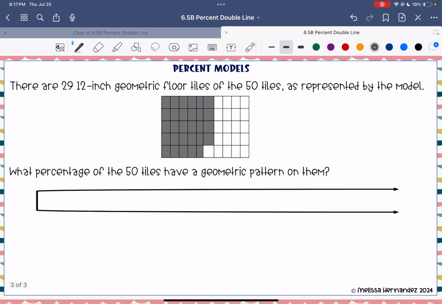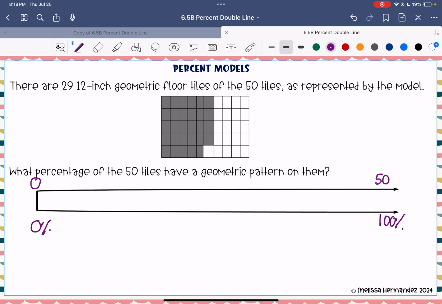All right, for the next example, it says there's 29 12-inch geometric floor tiles of the 50 tiles as represented by the model. What percent of the 50 tiles have a geometric pattern on them? Okay, so we're going to fill this out, and we know 0% goes here. And that would definitely be 0. We're not given any percentages. Oh, but we are given that 50 is your total, so that means 50 represents 100%.